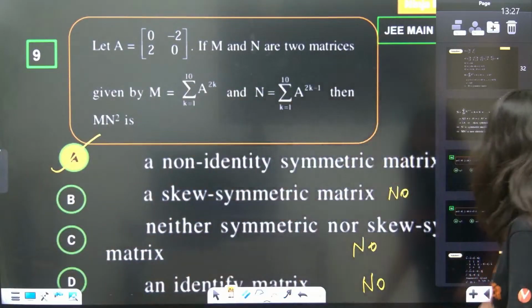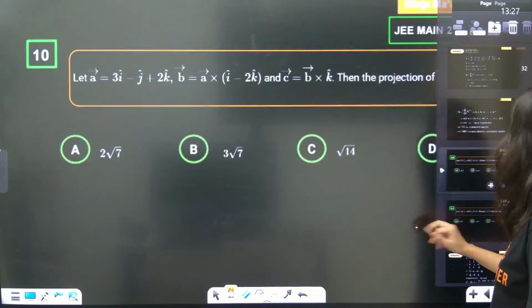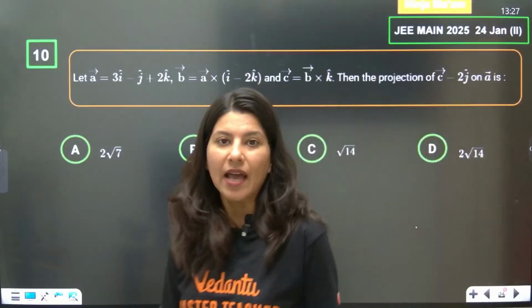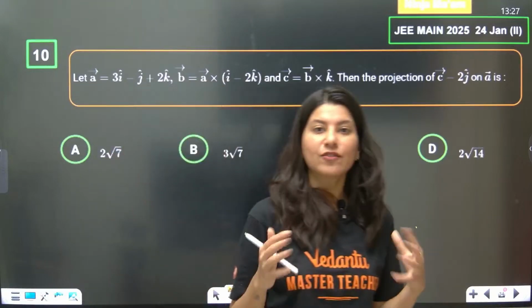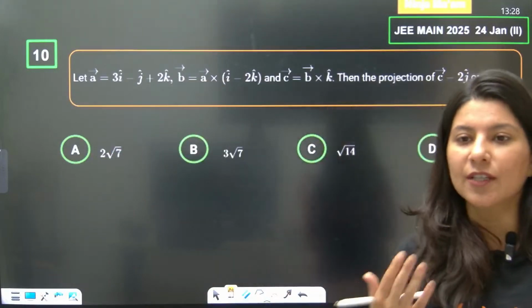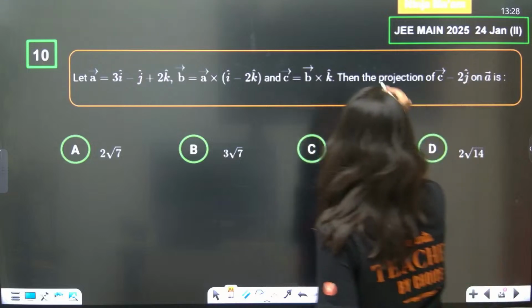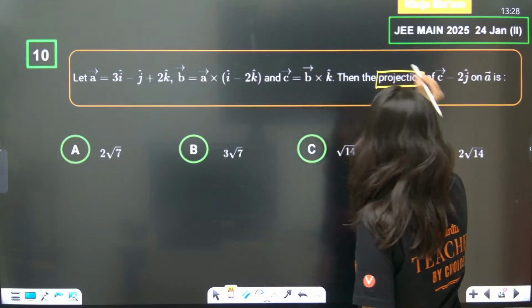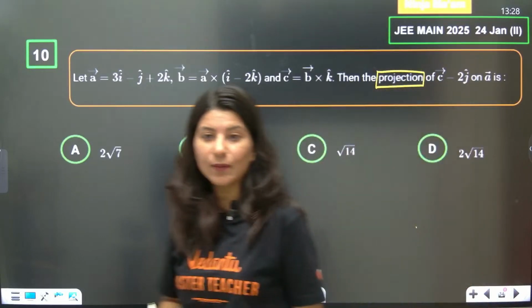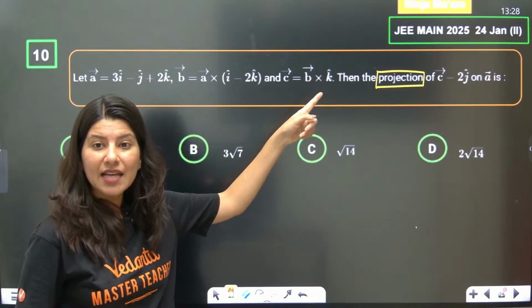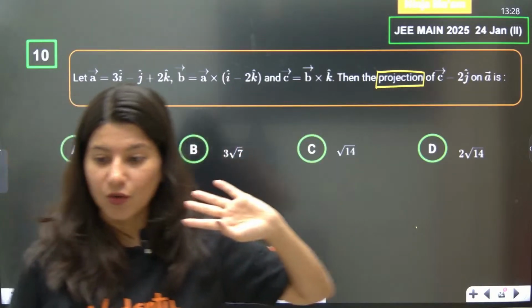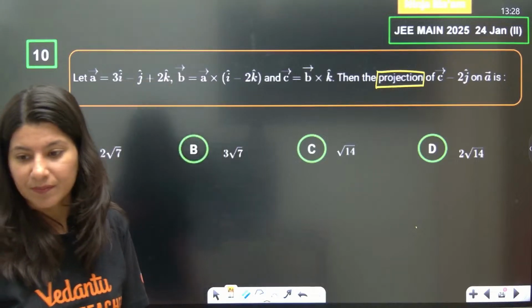All right. Next question on your screen is from the world of vectors. In such questions, projection is a very important topic. So a projection related question is right there in front of you. You can expect the same question in the April attempt, because this question was asked in the January attempt. Very good question.